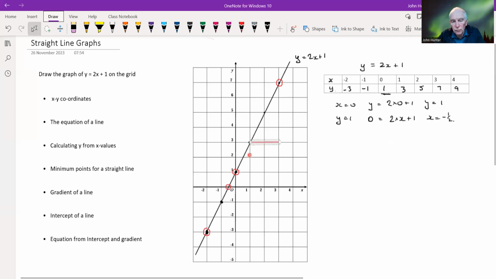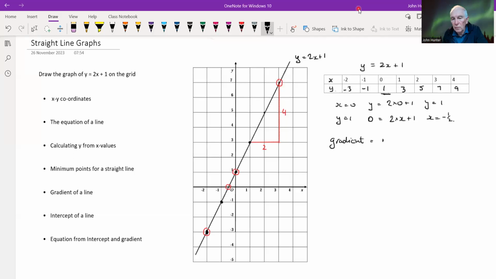Let's increase our x from 1 up to 3. Then what actually happens is that we're increasing our y from 3 up to 7. So this along is called the run, and going up is the rise. So the gradient is measured as the rise over the run. Rise divided by the run, 4 divided by 2 in this case, is equal to 2. Right, okay, so that's how we do that.